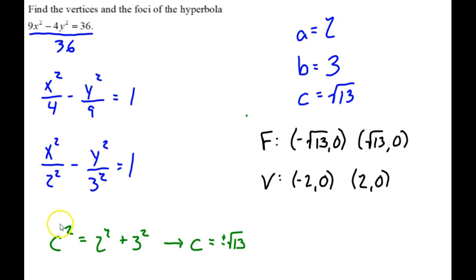To find the value of c, we have to use the Pythagorean relation. So we have c squared equals 2 squared plus 3 squared, so we know c is equal to plus or minus radical 13. The values of a, b, and c are referring to distances, so we're taking that positive value. Now we know the value of a, b, and c, so we can identify the vertices and the foci. The foci are going to be at negative radical 13, 0, and radical 13, 0. The vertices are going to be at negative 2, 0, and 2, 0.